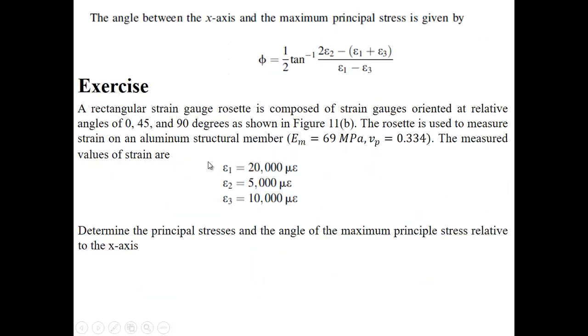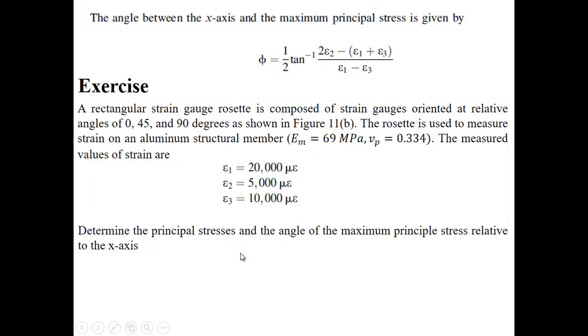The rosette is used to measure strain on an aluminum structure member, where your E, your Young's modulus, is here, and your Poisson ratio is here. The measured values of strain are given to you: strain 1, strain 2, and strain 3. Determine the principal stress and the angle of the maximum principal stress relative to the axis. So you need to find the stress, sigma max, sigma min, and also theta, the angle.